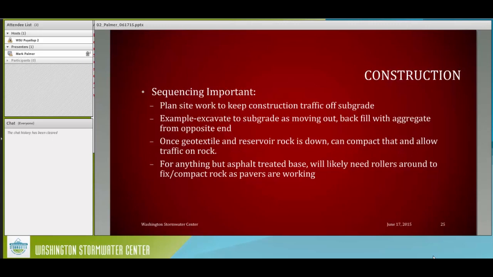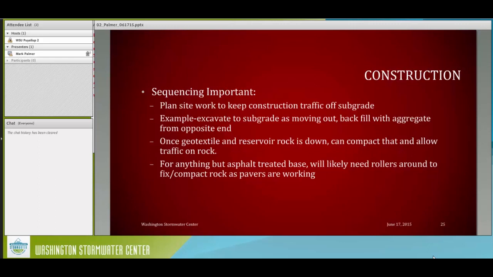You do need to consider utility construction and make sure that if you have utility construction, you don't place your rock, obviously, before you do your utility construction. You need to get all that done first. If you have significant utility construction, you may want to actually do all that before you do any excavation of taking the road down to subgrade, or at least take subgrade down to 6 inches or more above final subgrade, so that you're not compacting the subgrade as you go through and work on that. Once you've got the reservoir rock down, you can compact that and allow traffic on the rock.